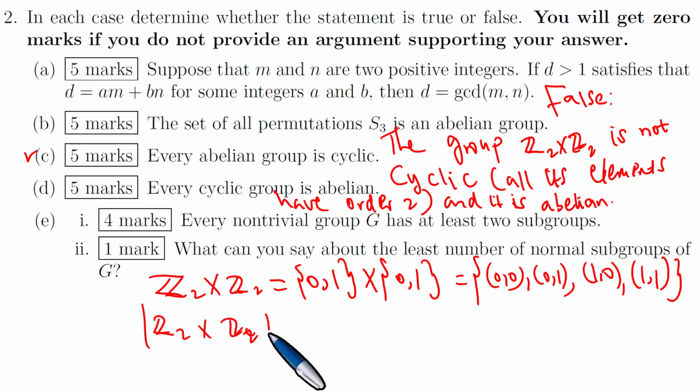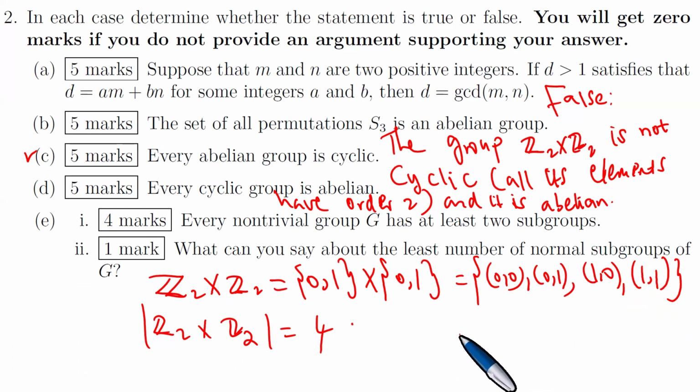Yeah, Z2 × Z2 is of order 4. Let's discuss this a little bit; I want us to look at this carefully. We're saying this group is not cyclic. Why? All its elements have order 2. If this group was cyclic, one of these would be of order 4, because the group is of order 4, and one of these would generate the whole group. But all the elements have order 2. Let us check this.